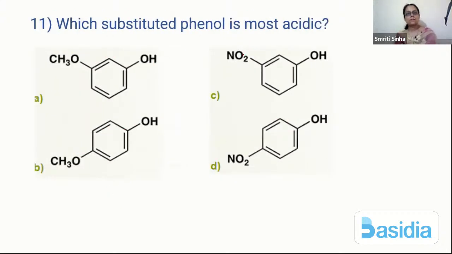Next, which substituted phenol is most acidic? So out of these phenols, which one is the most acidic one? Again, wherever you see groups at meta position, just rule them out. This is a trick because meta position groups won't affect your molecule much. Now left with B and D, you want the most acidic one.